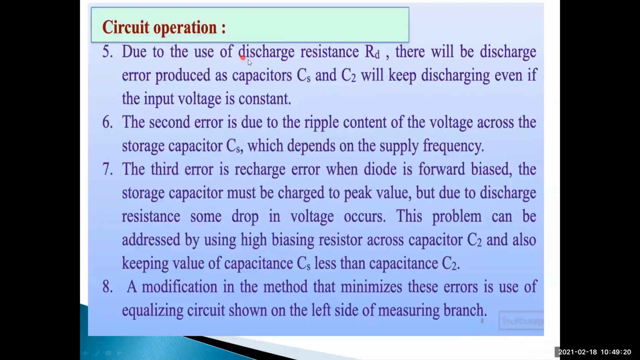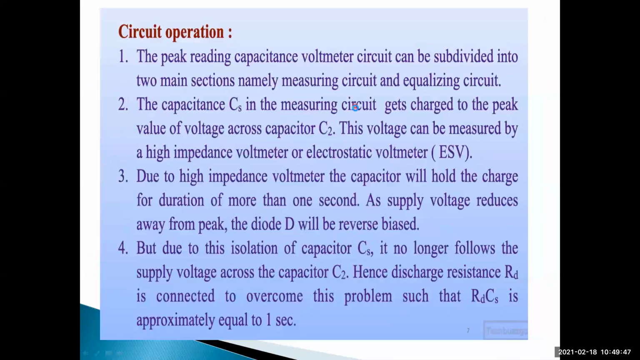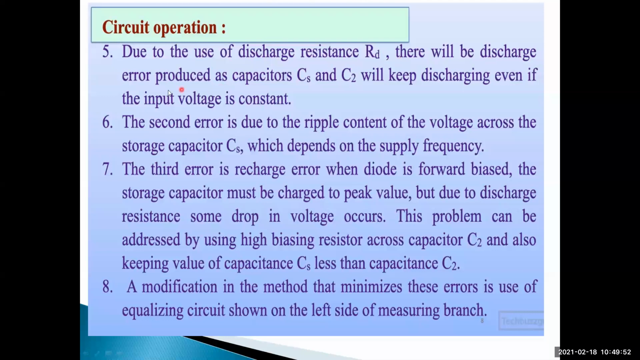Due to this use of discharge resistance RD, there will be a discharge error produced, as capacitor CS and C2 will keep discharging even if the input voltage is constant. This is called the discharge resistance RD. There will be a discharge error produced in capacitor CS and C2, which will keep discharging even if the input voltage is constant. So that is the problem, the error.